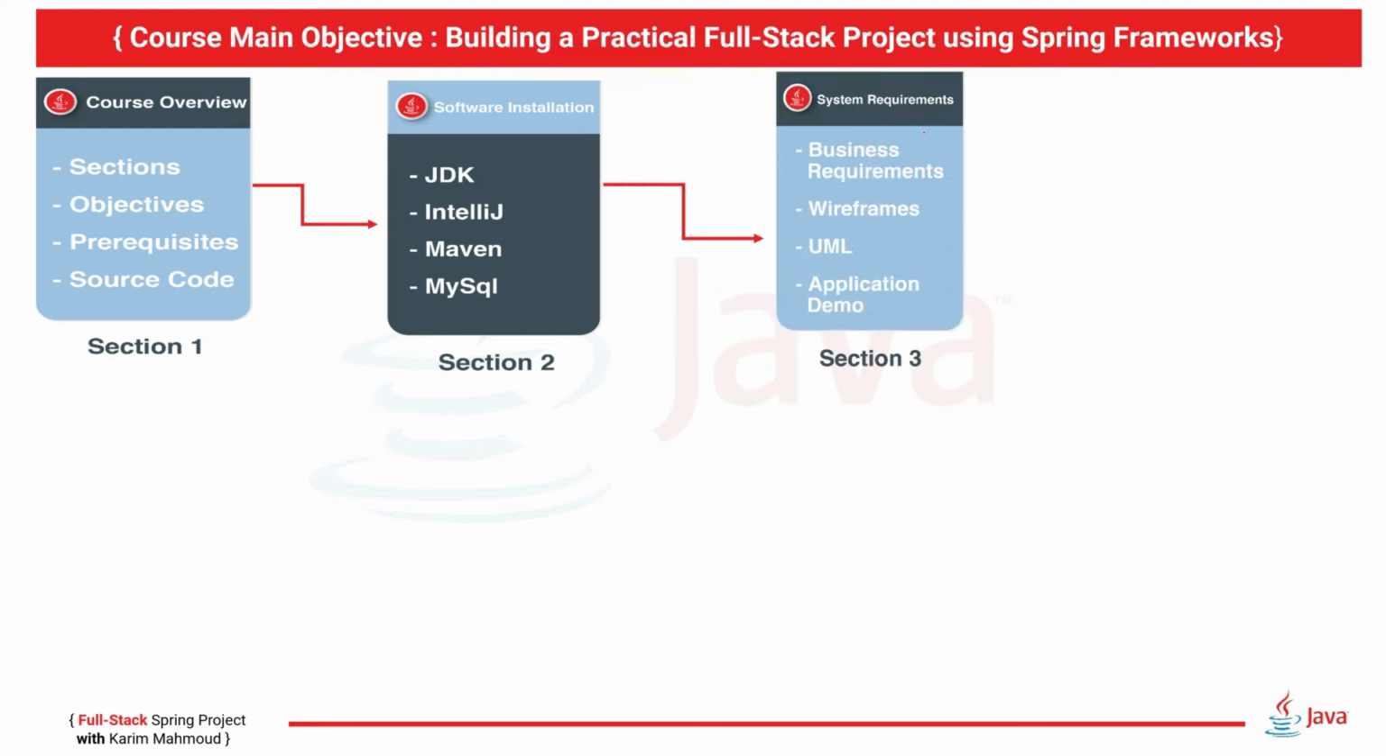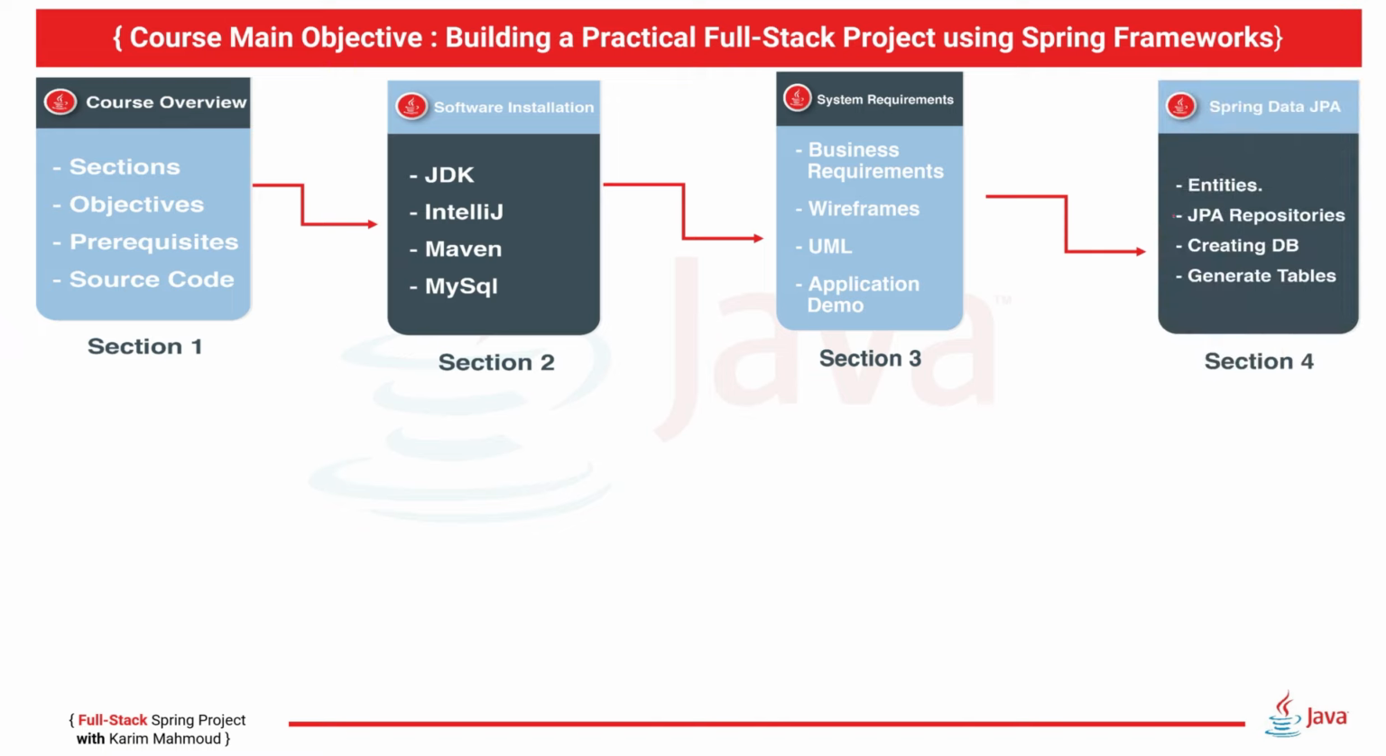The third section is for the analysis and system requirements. We'll view the business requirements of the application that we'll create, and the wireframes that we receive from the business analyst to develop and transform into front-end screens. Then we'll draw our system's entities' UML class diagram. Then we'll preview a demo of the application as a final output before starting on the implementation sections, so we can visualize the application that we'll create.